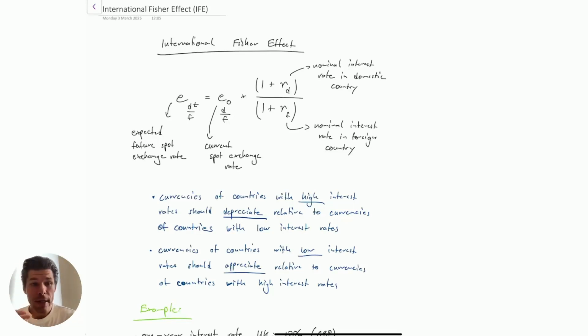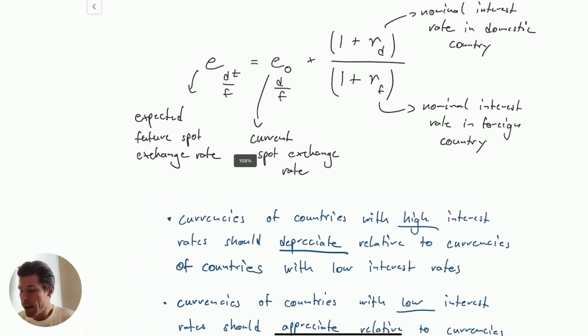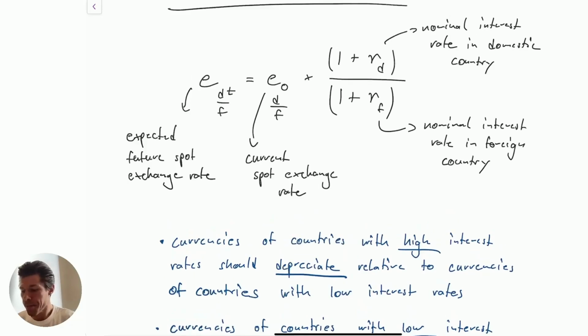I would like to cover another parity condition, which is called the international Fisher effect. It's quite similar to uncovered interest rate parity, which I discussed and explained in another video. The reason why we use the international Fisher effect is we want to understand how nominal interest rates in one country and in another country affect our expected future spot rate.